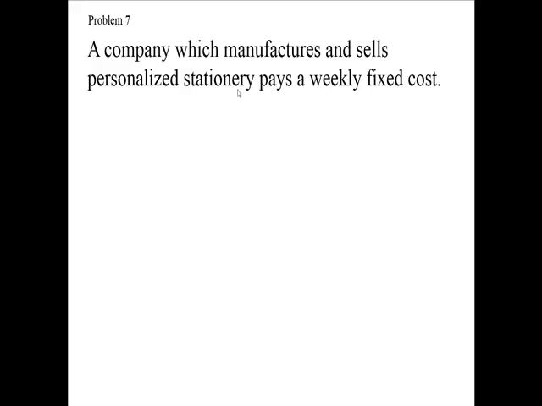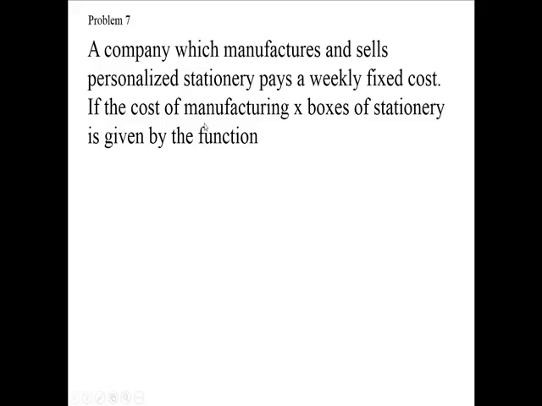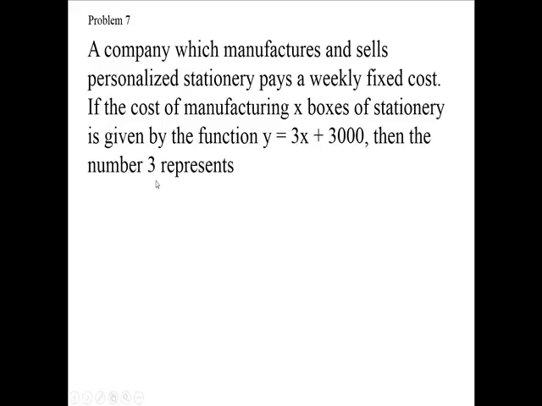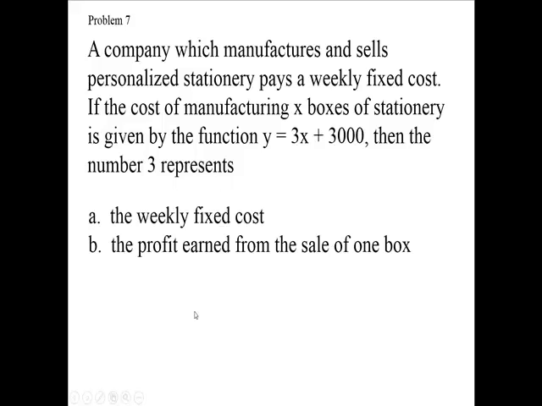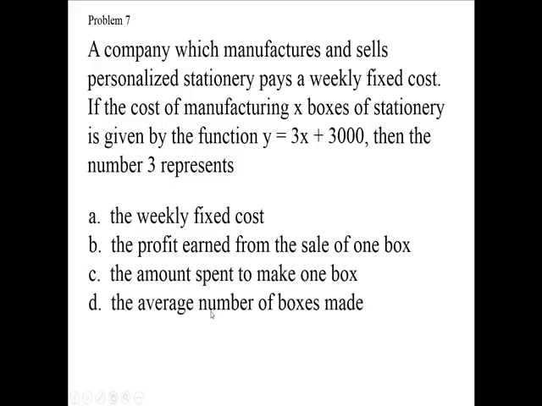A company which manufactures and sells personalized stationery pays a weekly fixed cost. If the cost of manufacturing x boxes of stationery is given by the function y equals 3x plus 3,000, then the number 3 represents, and we have 4 choices here. It's either the weekly fixed cost, or the profit earned from the sale of one box, or the amount spent to make one box, or the average number of boxes made.